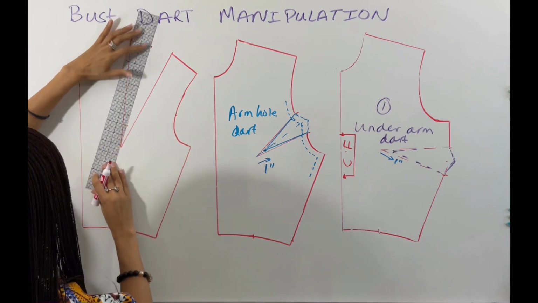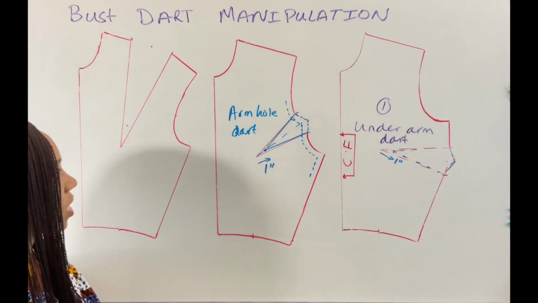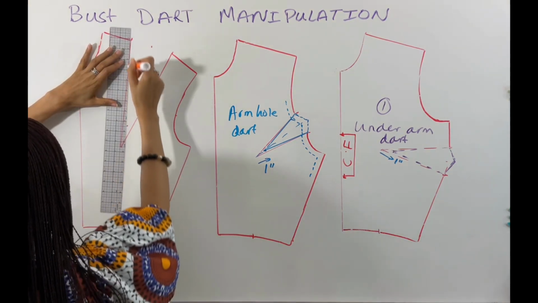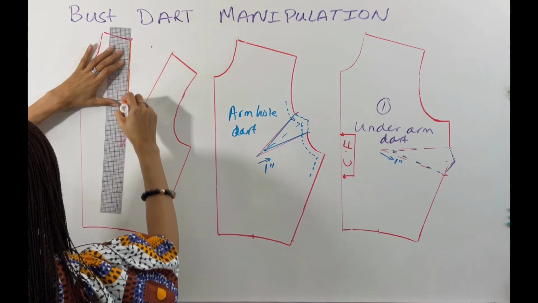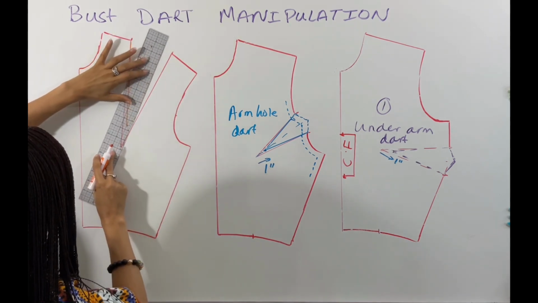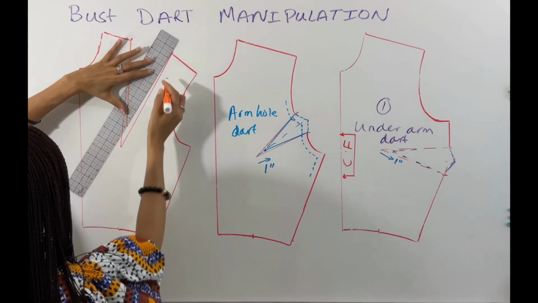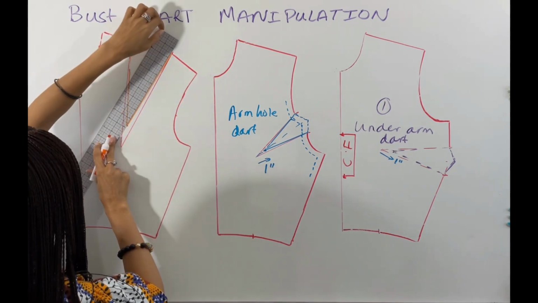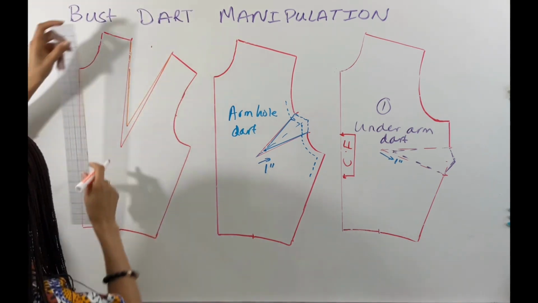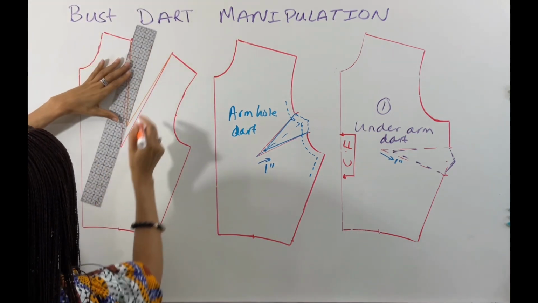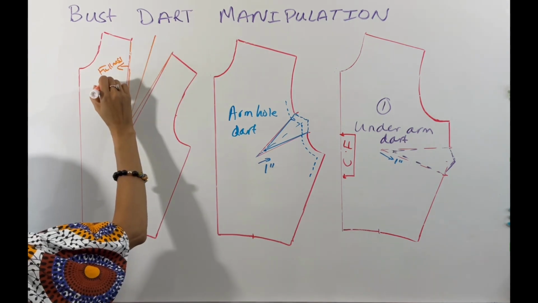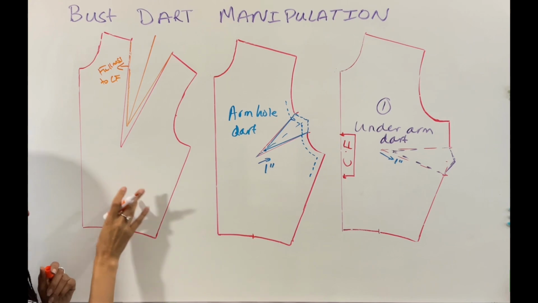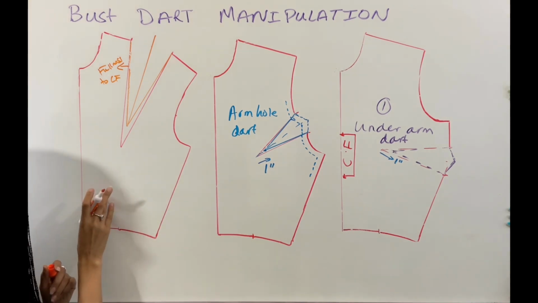So 2 inches up. So now that you have that 2 inches there, we are going to create the new dart line, which is the orange line right here. And I'm going to take it to this one. Right? And you have your center line there. High fullness to center front. Just like when you had the waist dart here, your fullness is going to go towards the center front.